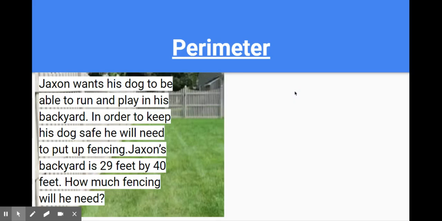Let's look at a practical situation that involves perimeter. Jackson wants his dog to be able to run and play in his backyard. In order to keep his dog safe, he will need to put up fencing. Fencing, remember, involves perimeter, the distance around a figure. Jackson's backyard is 29 feet by 40 feet. How much fencing will he need?